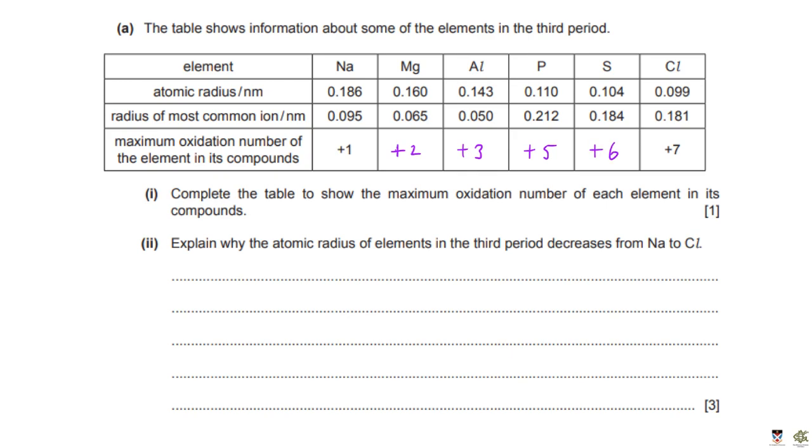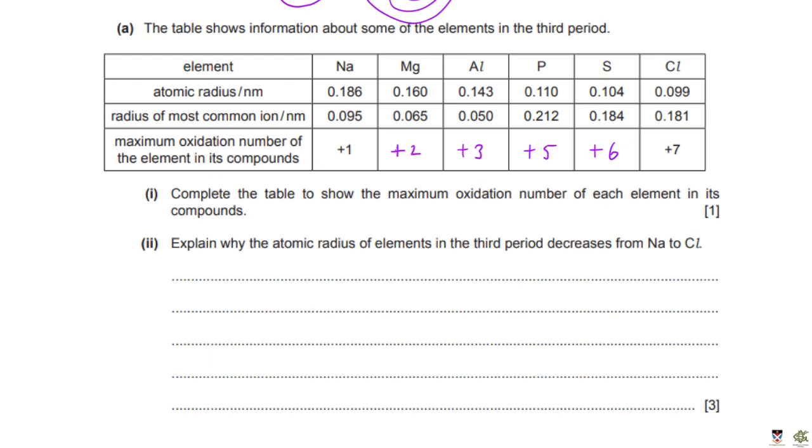Explain why the atomic radius of elements in the third period decreases from sodium to chlorine. So you need to consider the factors influencing the size of an atom. We have discussed the fact that we need to consider the number of electron shells. If we have only 1 electron shell versus 1, 2 or 3, obviously the more electron shells we have, the bigger an atom will become, or we'll see an increase in atomic radius.